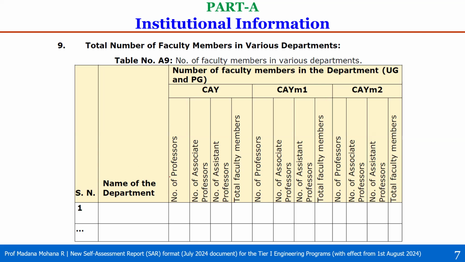So the following fields are the same. First, the number of professors we have to mention. The number of associate professors we have to mention. The number of assistant professors we have to mention. Then the total number of faculty. The same is repeated for next year CAYM1, then CAYM2 also. So in this table we have to provide the summary of the faculty members in various departments, including UG and PG programs. Here only the count we have to provide.